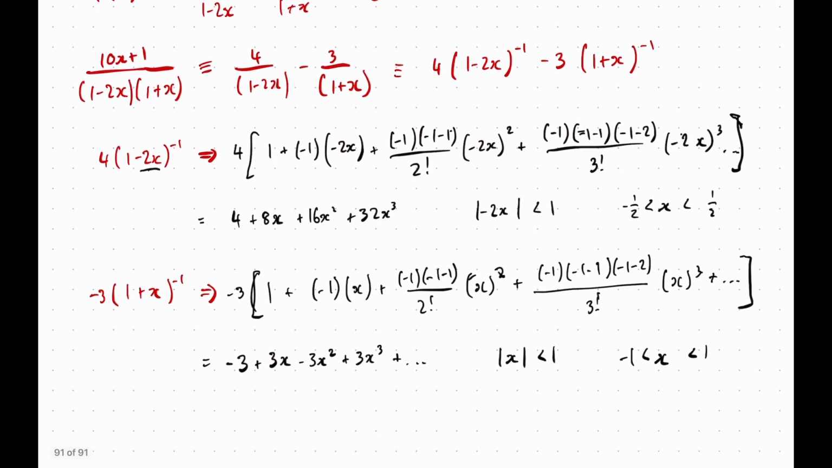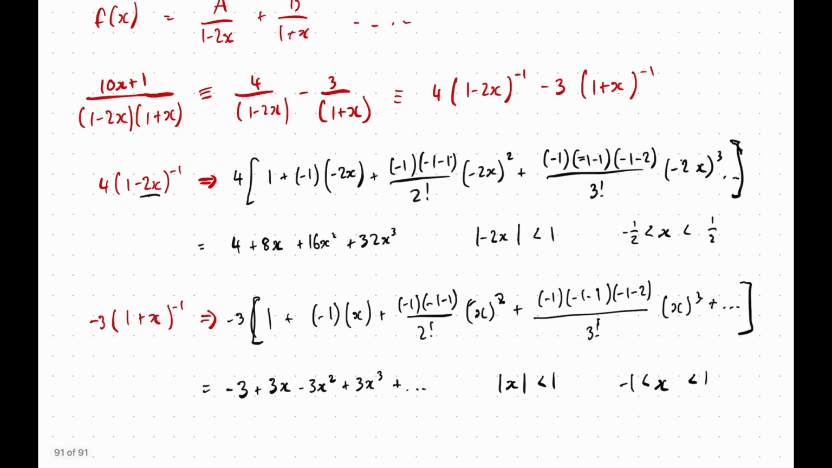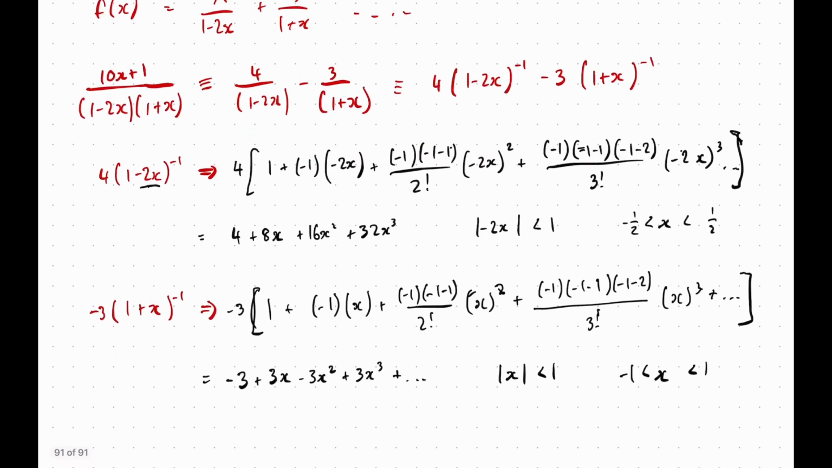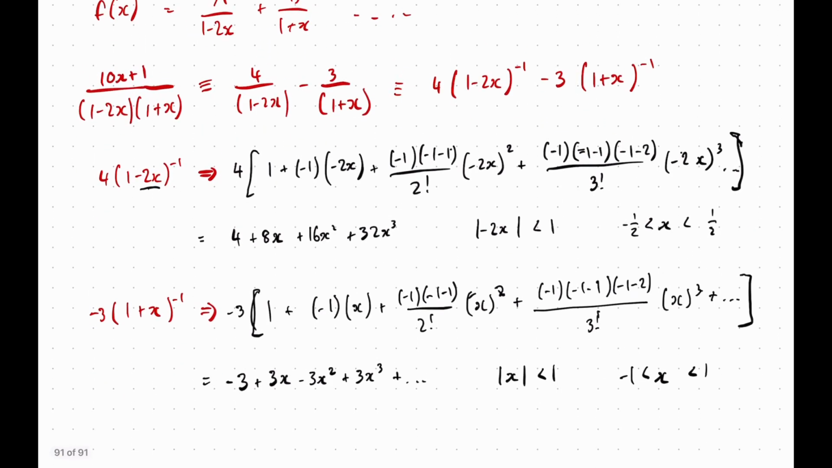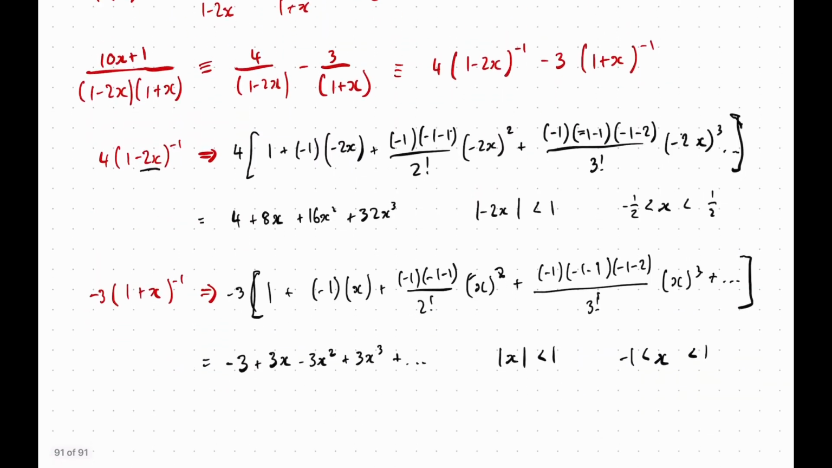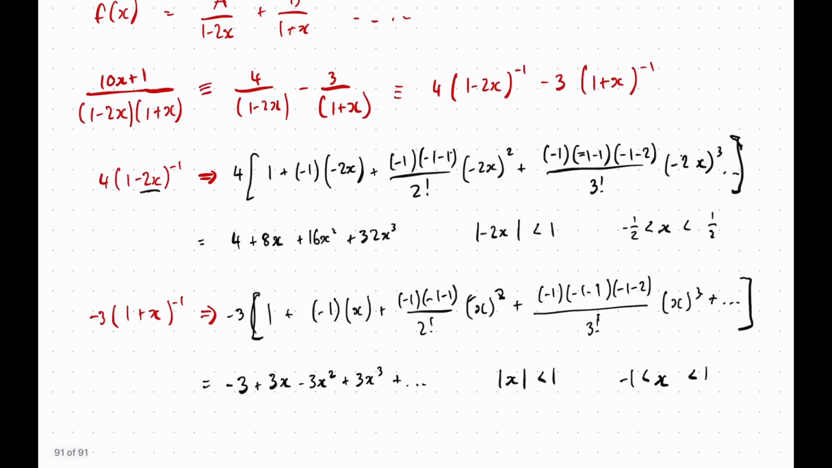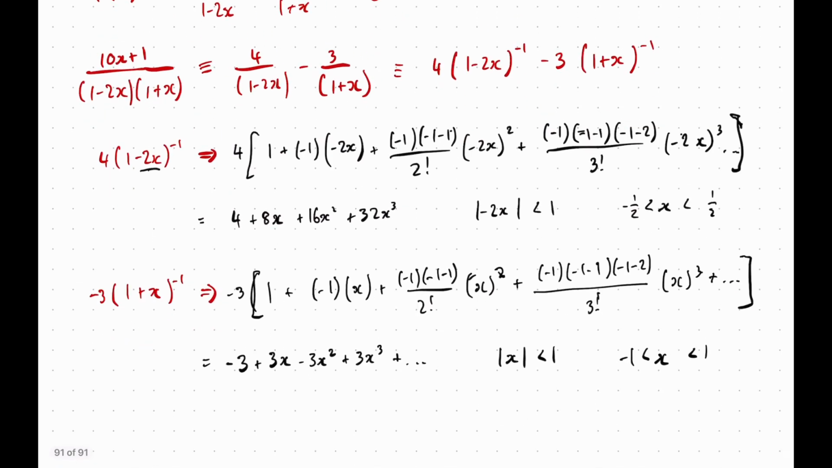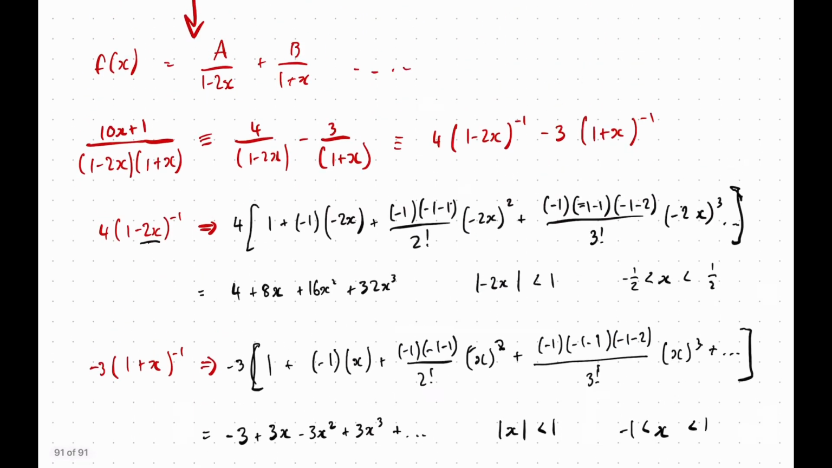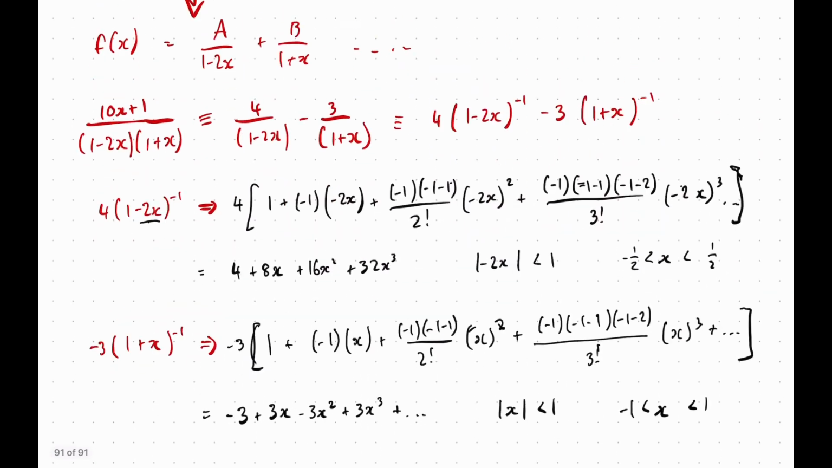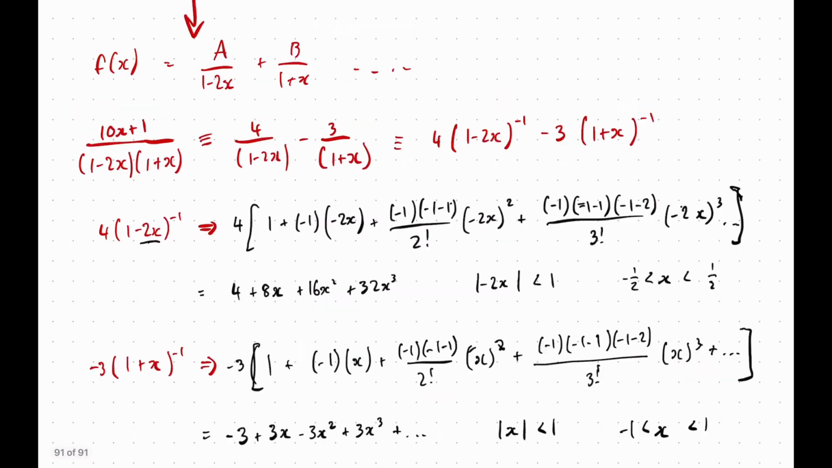Plus 16x squared plus minus 3x squared, plus 32x cubed plus 3x cubed. I'm just writing it like this because I like to collect my terms as I go along, as opposed to writing them as two separate ones and then bouncing around the equation. So 4 plus minus 3 is 1. 8x plus 3x is 11x. 16x squared minus 3x squared is positive 13x squared. And then the last one is plus 35x cubed, and so on. Okay.